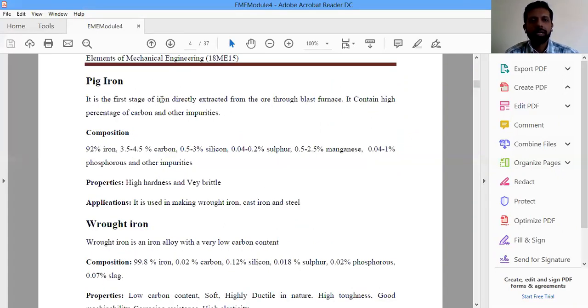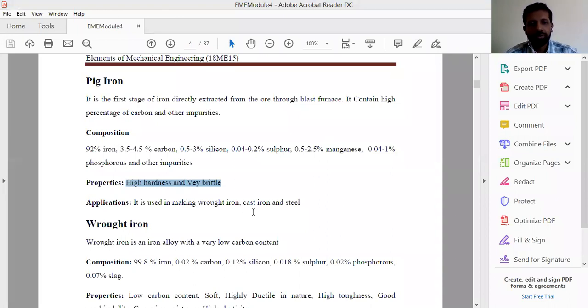Pig iron is directly extracted from the ore in the blast furnace, which has a very high carbon percentage and other impurities also. We will have about 92% iron, 3 to 4.5% carbon, silicon up to 2%, sulfur, and all those things present. So this type of iron will be very hard and very brittle also.